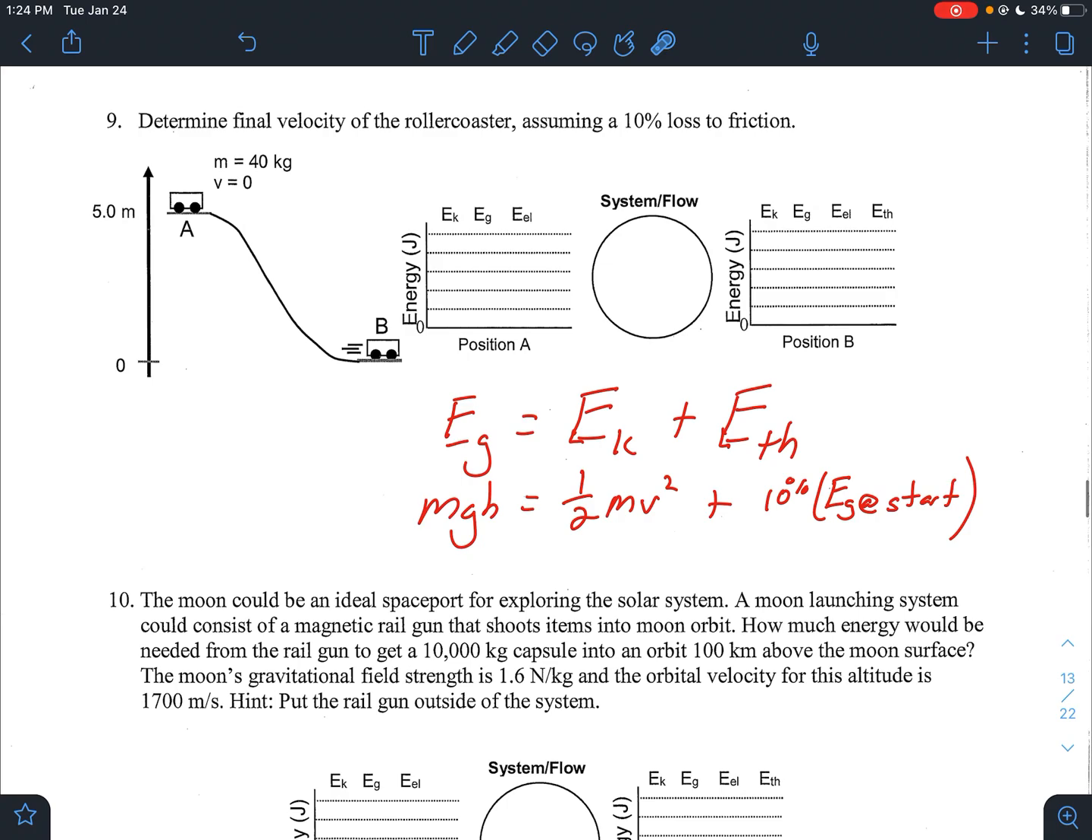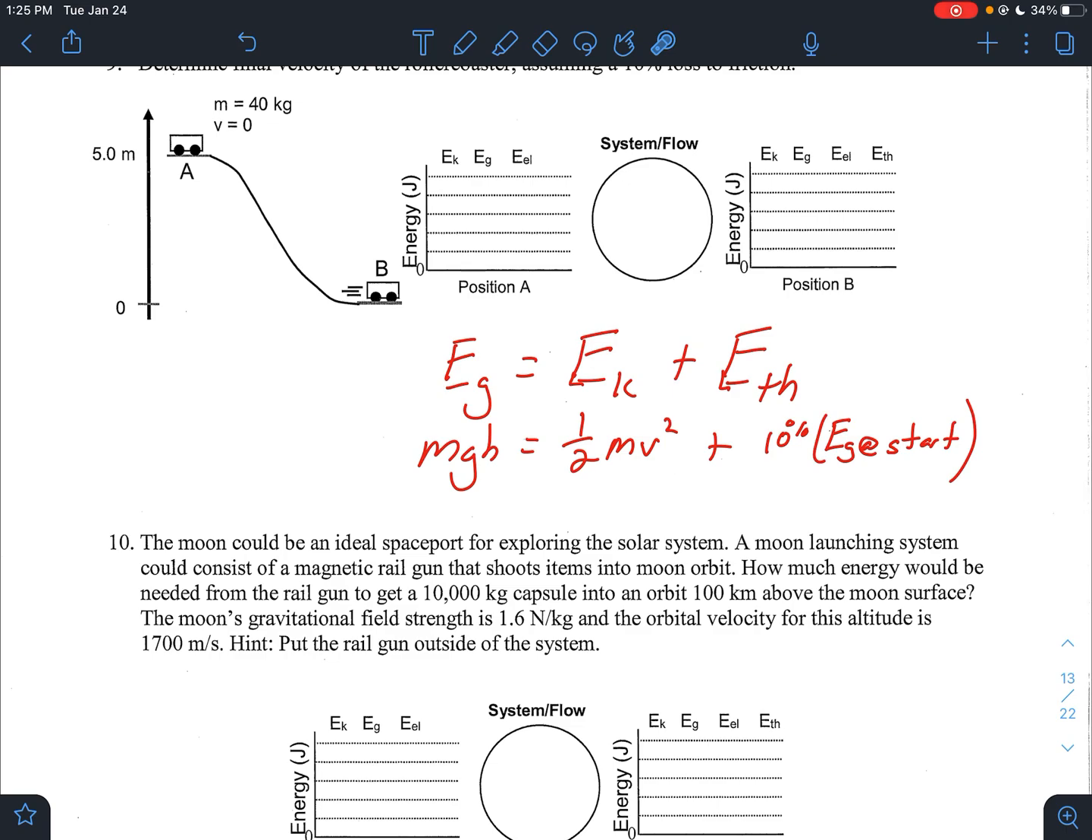In 9, starting all gravitational, going into kinetic and thermal. Now, we don't have an equation for thermal, but the problem does tell us something about it. So 10% of our energy is lost due to friction, meaning 10% of what we initially started with. So that's how I get that value in the end so I can solve for the velocity. So whatever my total energy is, or really my gravitational in the beginning, 10% of that is lost due to the thermal.